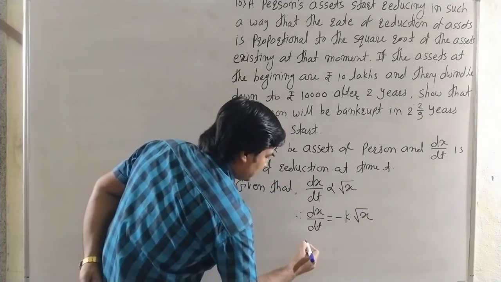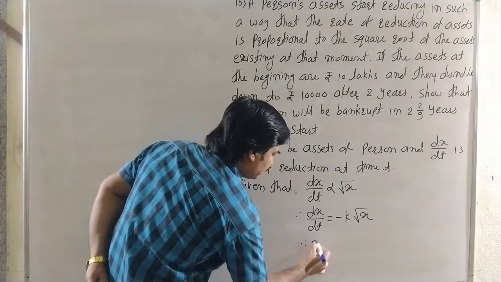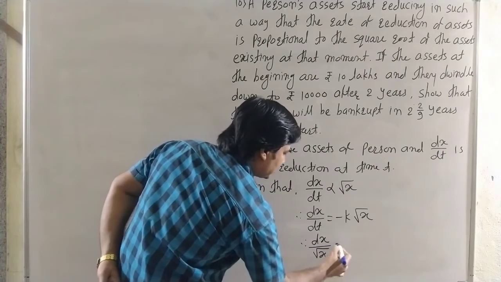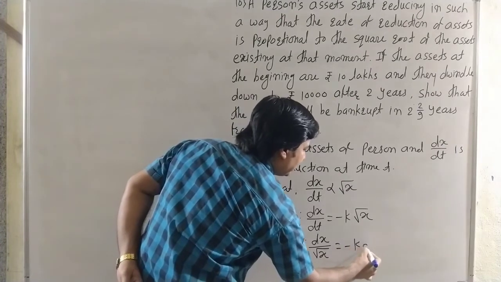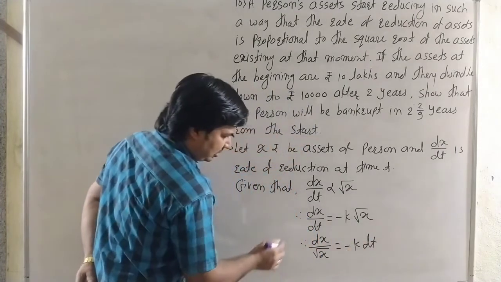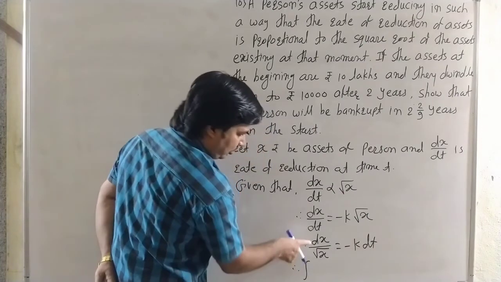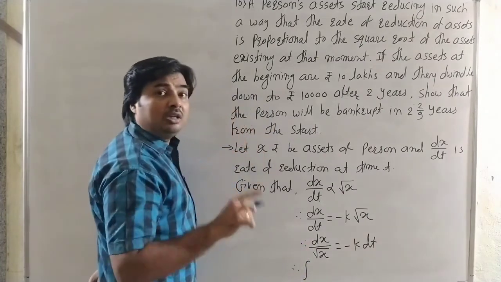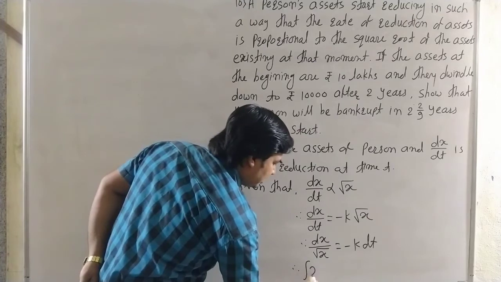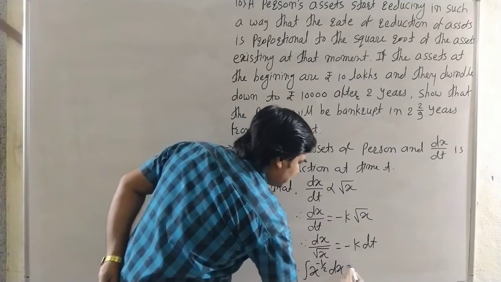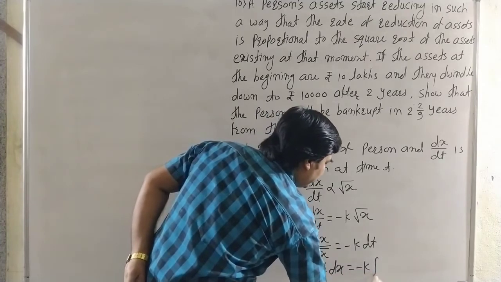Then we can write dx upon under root x is equal to minus k dt. Okay, now we solve this differential equation. Taking integral on both sides, integral of dx upon under root x, we can write as x to the power minus 1 by 2 dx, is equal to minus k into integral of dt.